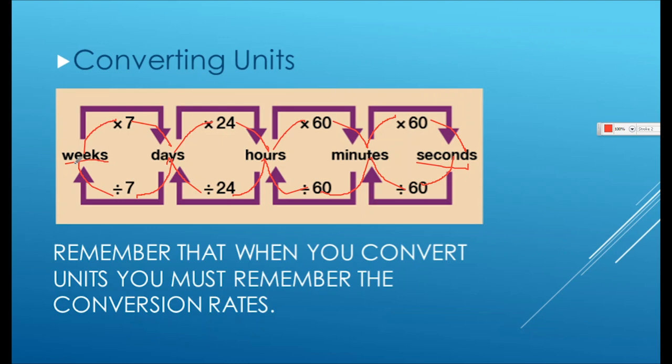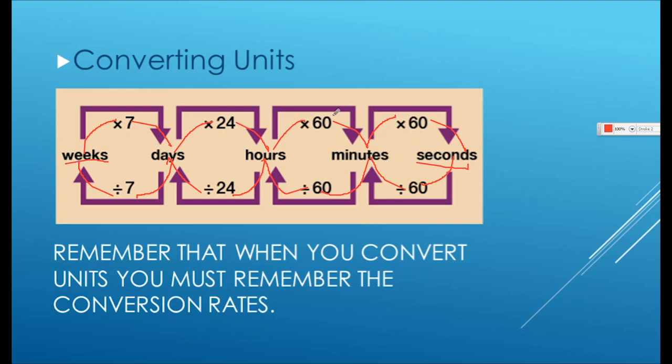It's only 7, 24, 60, and 60 because we're talking about weeks, and there's 7 days in a week. Then we're talking about hours. There's 24 hours in a day. Then 60 because there's 60 minutes in an hour. And then 60 seconds every minute. Just remember that when you're converting, you want to know the conversion rates.